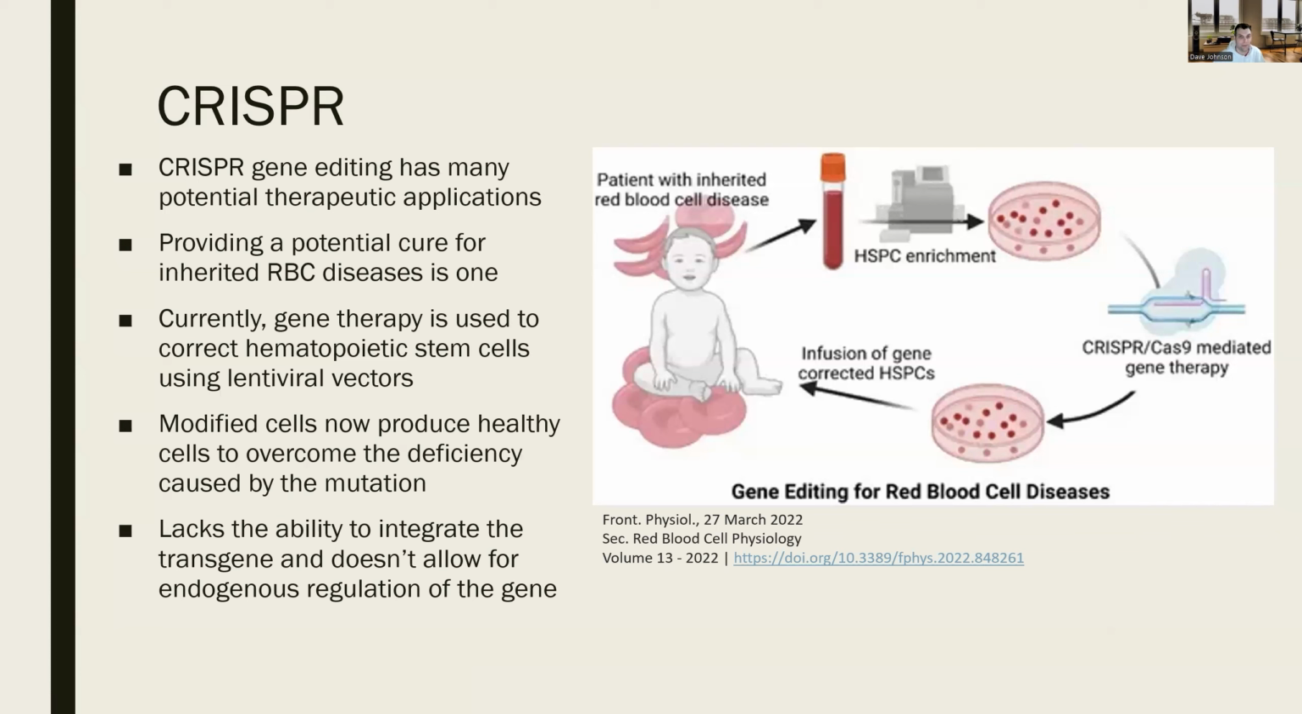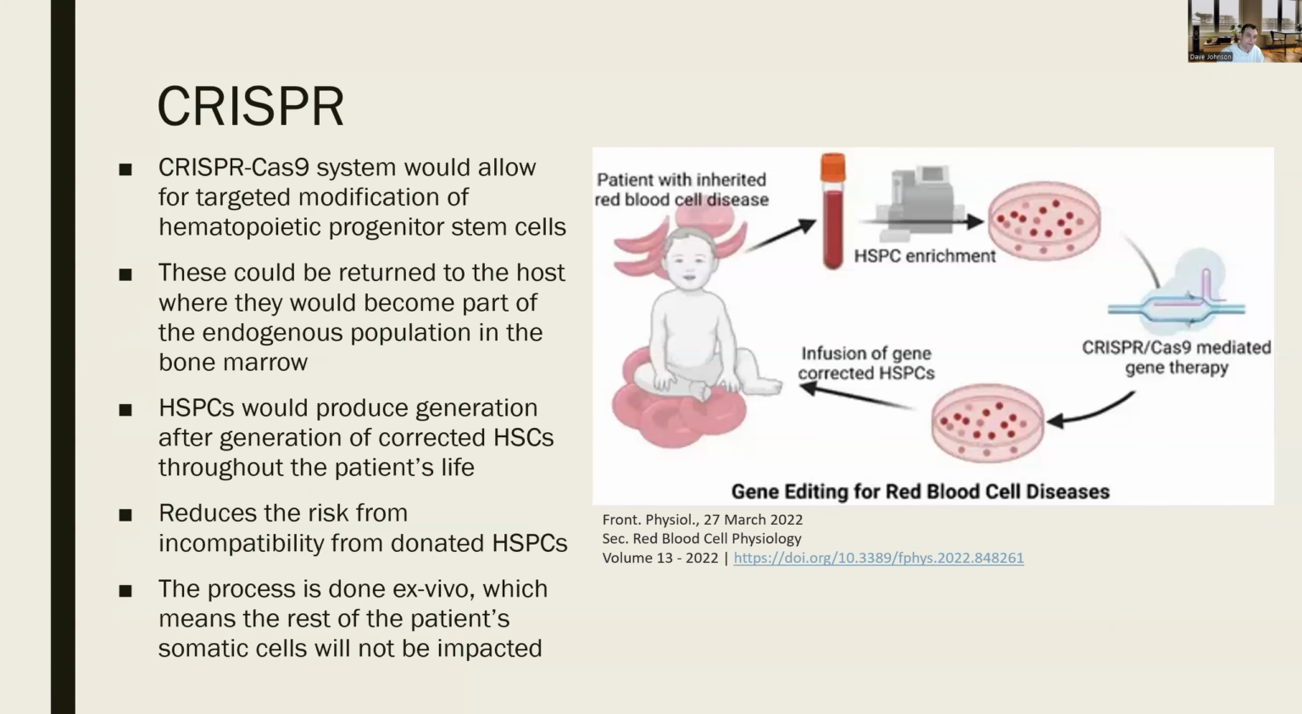Essentially, what you're doing is putting extra healthy copies of a broken gene into an individual, and we can't really regulate how much or how little this is expressed. As a result, this type of therapy is only moderately effective because we really can't control things like dosage or for how long these healthy cells are going to be around. CRISPR can change all of that. And here's how this might look.